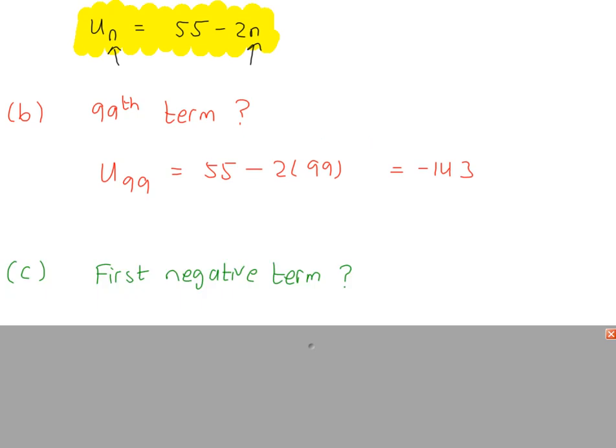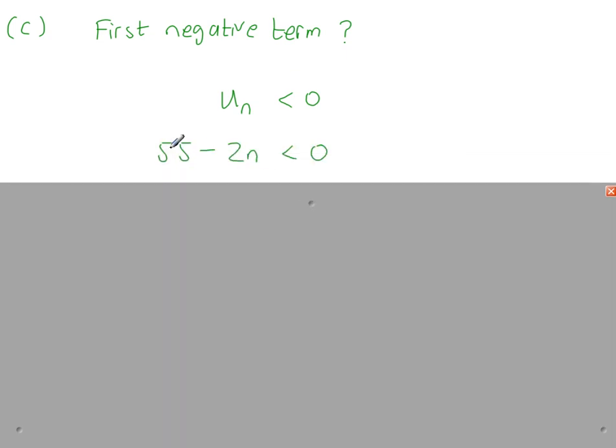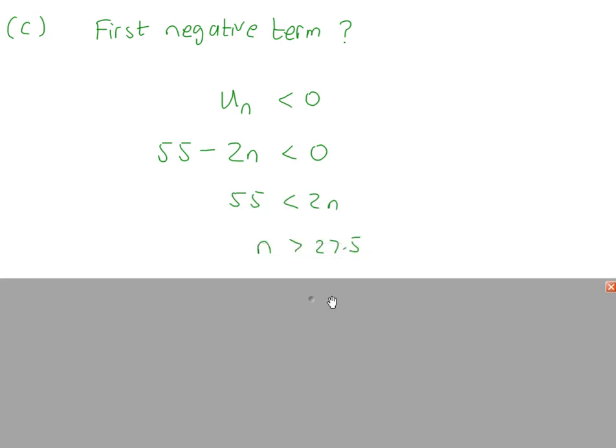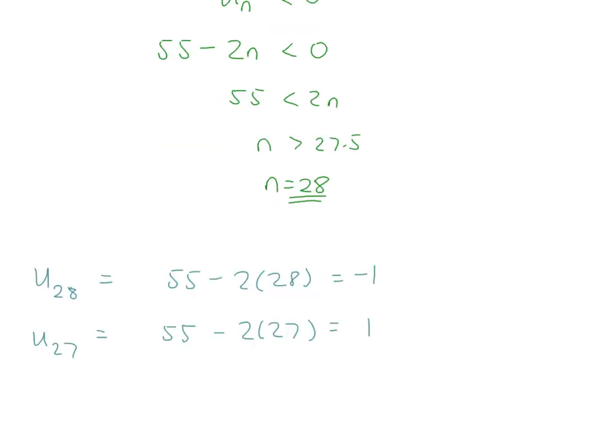As the terms are decreasing, which will be the first negative term? I need to solve this simple inequality. My nth term has to be negative. I have an nth term formula which I use here, and then solve. n is an integer, so it's 28. The 28th term will be the first negative term.